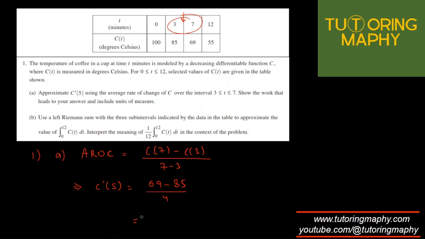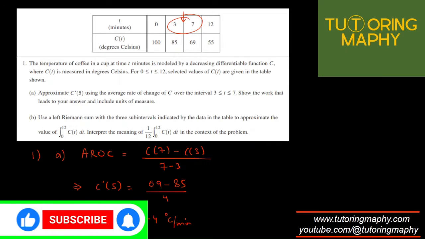Let me just take my calculator here. 69 minus 85 over 4 is negative 4. Units are important, guys. So the units are going to be degrees Celsius per minute. That is going to be the unit of this answer.